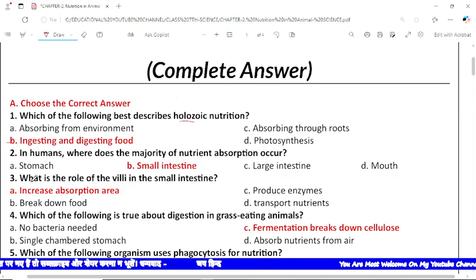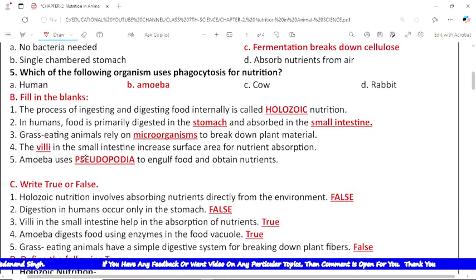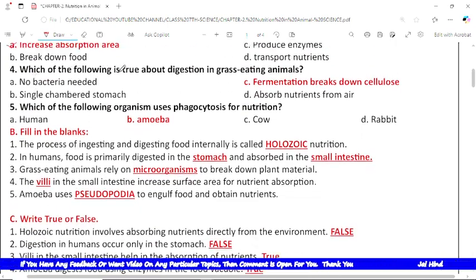The next is: what is the role of villi in the small intestine? Simply, villi are used to increase the absorption area. That is A, the correct option for this question. Now the next is the fourth number question: which of the following is true about digestion in grass-eating animals? Among these four options, C is the correct option, that is fermentation breaks down cellulose.